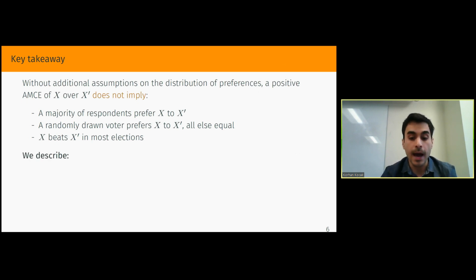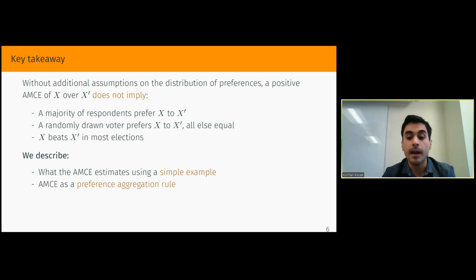And the way I will show you this is first, I will describe what the AMCE estimates using a simple but informative example. And then I'll take a step back and characterize the AMCE as a preference aggregation rule.